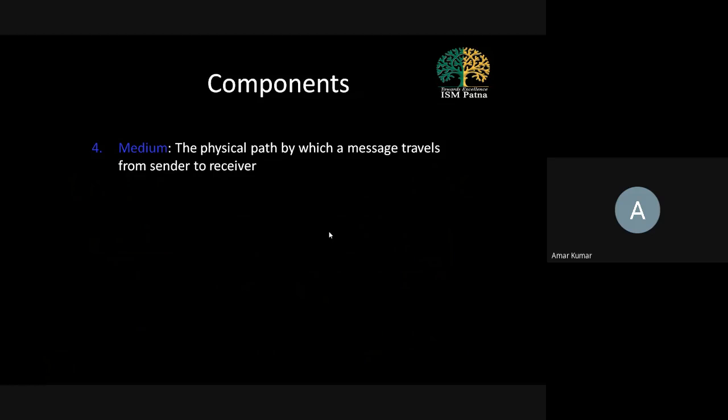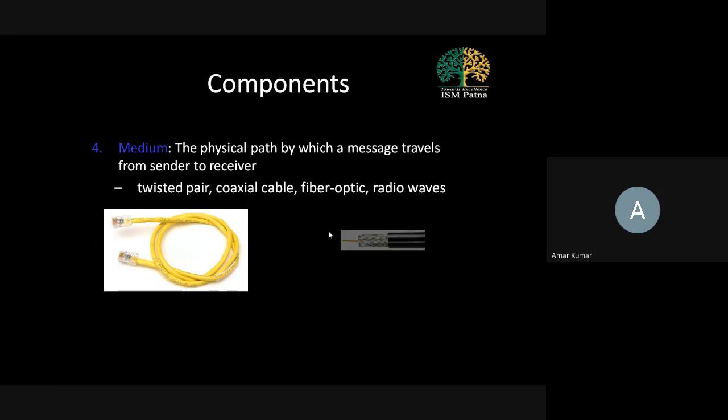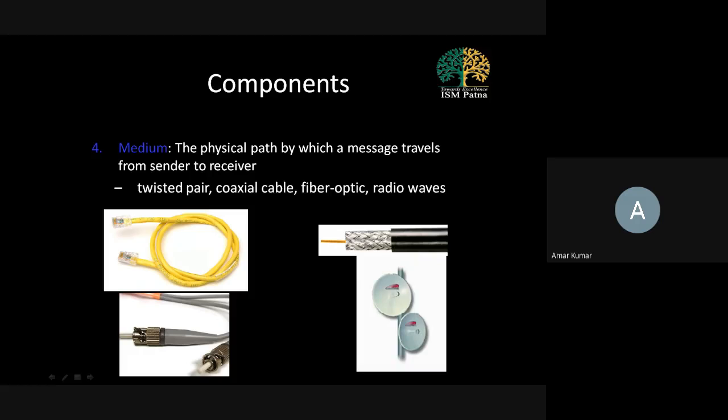Now the next is our medium: the physical path by which a message travels from sender to receiver. The physical path through which the data communication is established can be twisted pair cable, coaxial cable, fiber optic cable, radio waves. So these are the physical paths through which the data or message is delivered or sent from sender to the receiver.